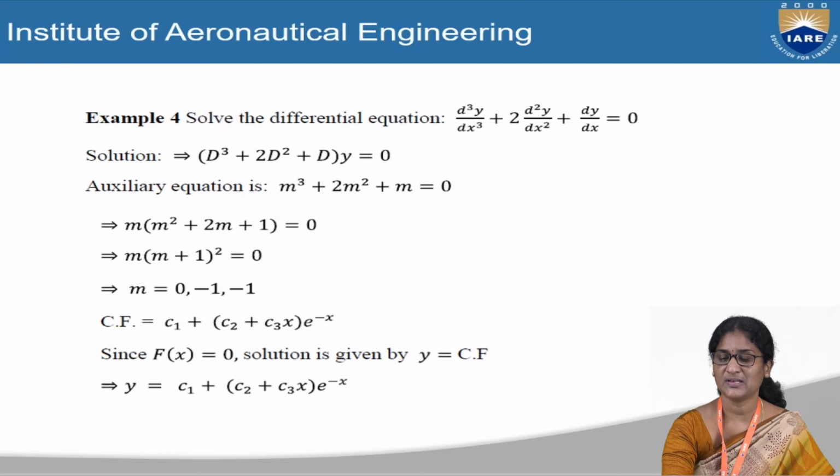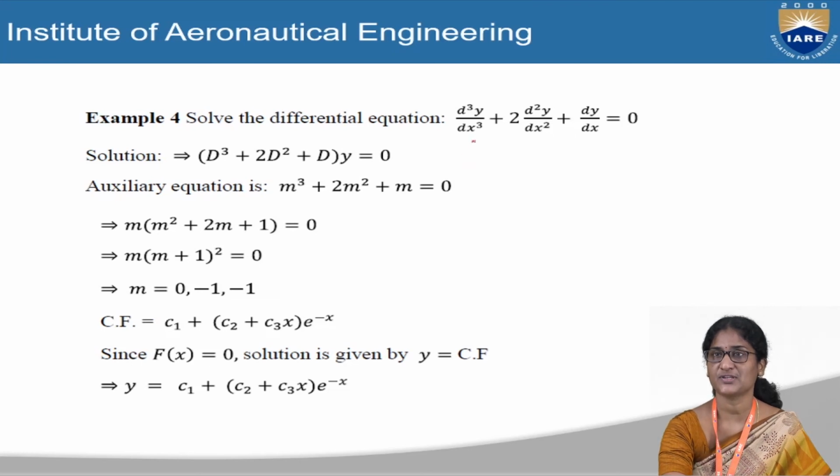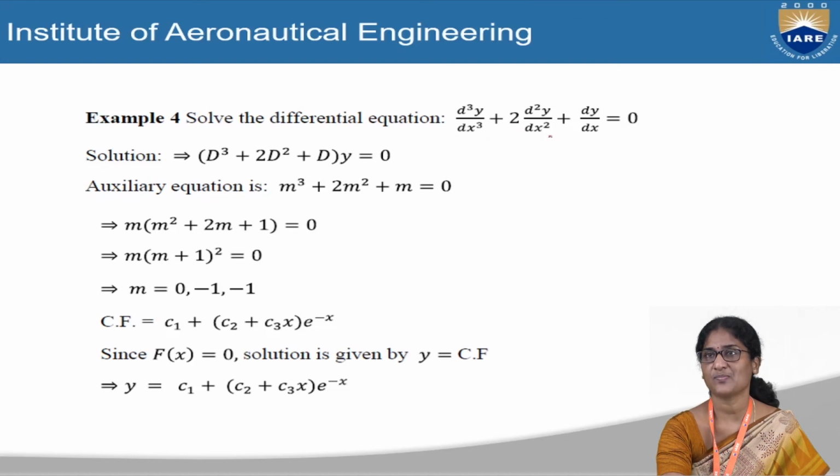In this example, this is a third degree equation: d cube y by dx cube plus 2 into d square y by dx square plus dy by dx is equal to 0. Now writing it in standard form, because it is in expanded form, so better to write it in the standard form. F of D into y is equal to 0. It is homogeneous.